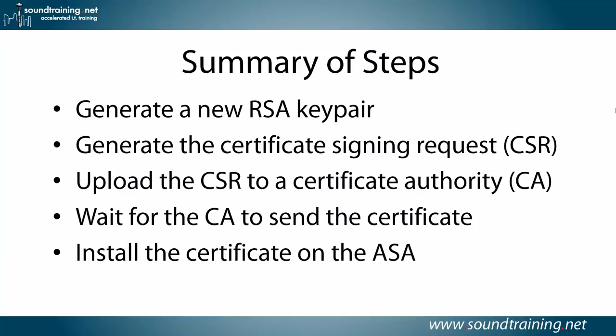Here's a summary of the steps. There's really just 5. You'll generate a new RSA key pair. You'll generate the certificate signing request, also known as a CSR. You'll upload the CSR to a certificate authority, also known as a CA. You'll wait for the CA to send the certificate. How long that takes depends on the CA. Sometimes it's a matter of a few minutes, and other times it's a matter of a few days, and maybe they need to verify who you are. Again, that just depends on the certificate authority. Once you get the certificate back from the CA, you'll install it on the ASA, and you'll be done.